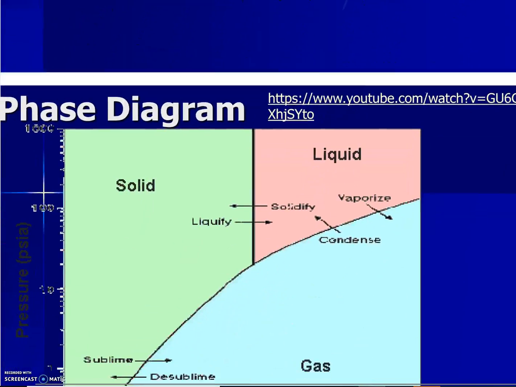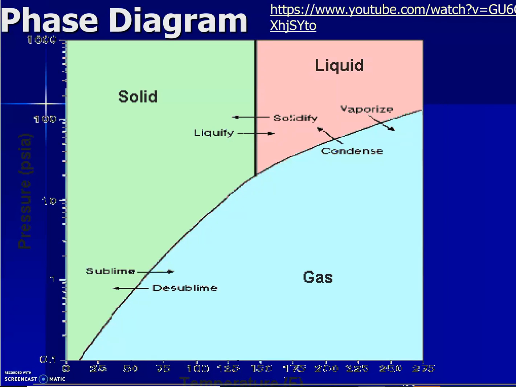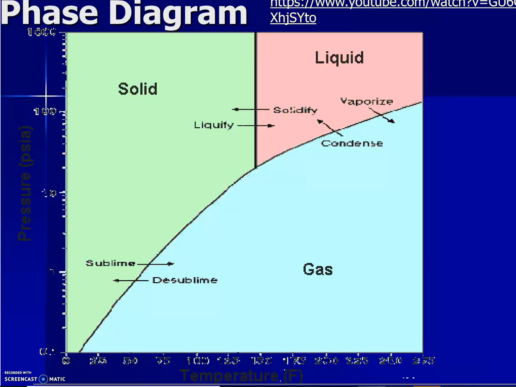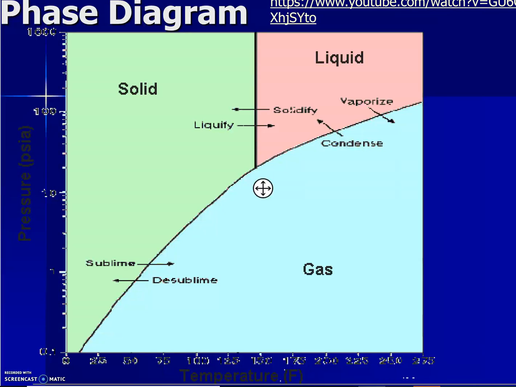So if we take a look at one like this one, we've got temperature along the bottom, we've got pressure up the side, and this is pressure in PSIs, or pounds per square inch. A lot of times you'll also see pressure in atmospheres, ATM, and usually temperature is going to be in degrees Celsius. But if you look at this, as we increase temperature and we're increasing pressure as well, we have the gas phase, the solid phase, and the liquid phase.